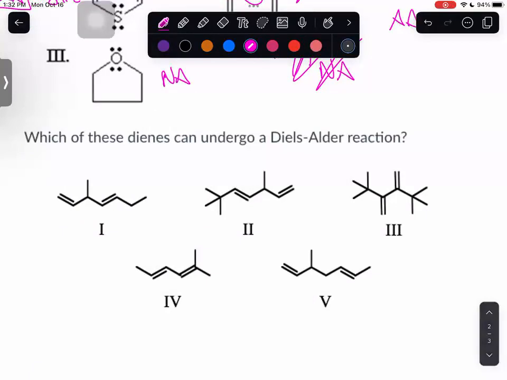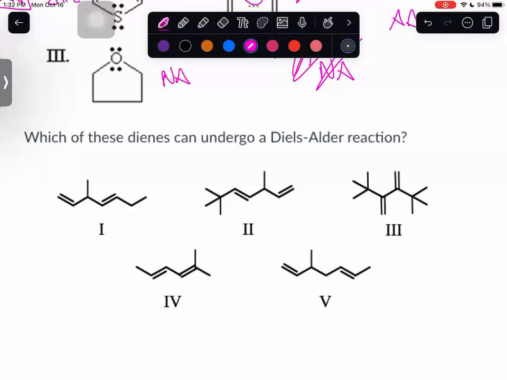Let's look at this one. Which diene can undergo Diels-Alder? What were the requirements for a diene? It has to be conjugated. What else? Non-sterically hindered. And it can be rotated, it can be s-cis. It has to be s-cis, exactly.